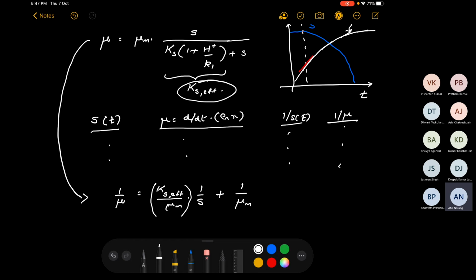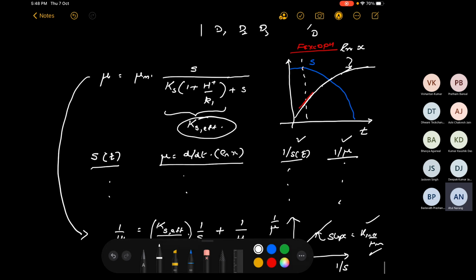So you have now this series. When you plot 1 over mu at various times versus 1 over S at those very same times, then this person claims that you will get basically a straight line with y-intercept 1 over mu m and slope equal to Ks effective divided by mu m. Since you know mu m, you can estimate Ks effective.